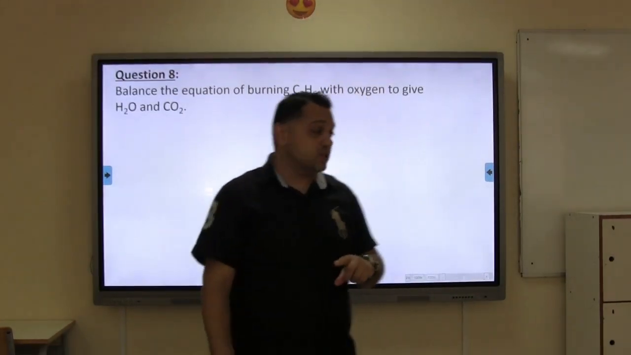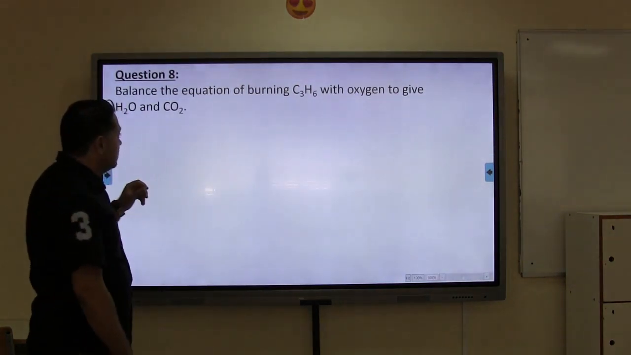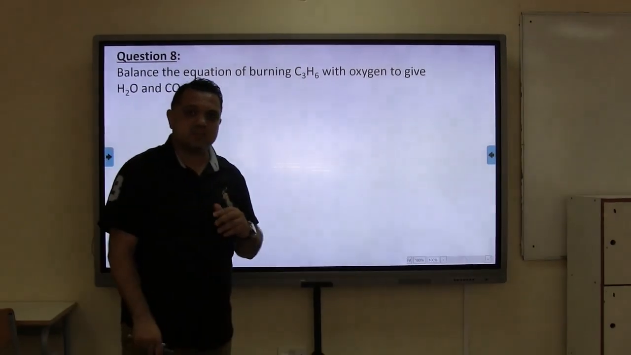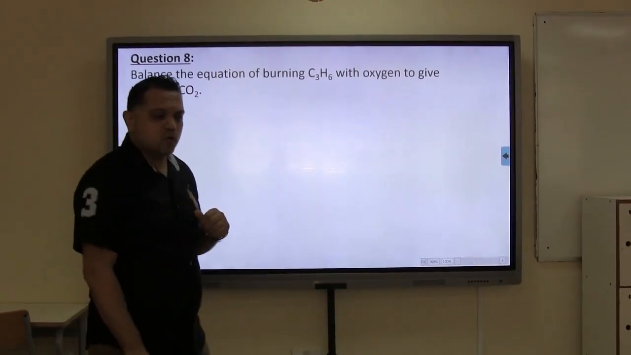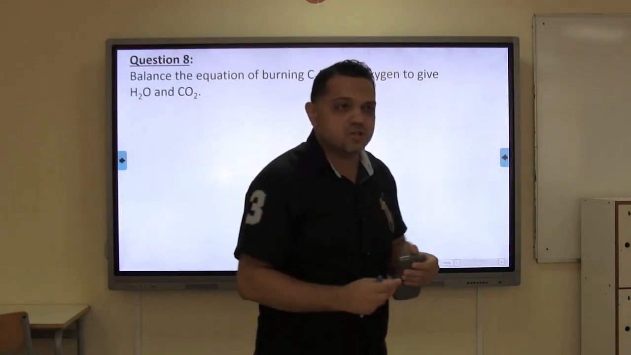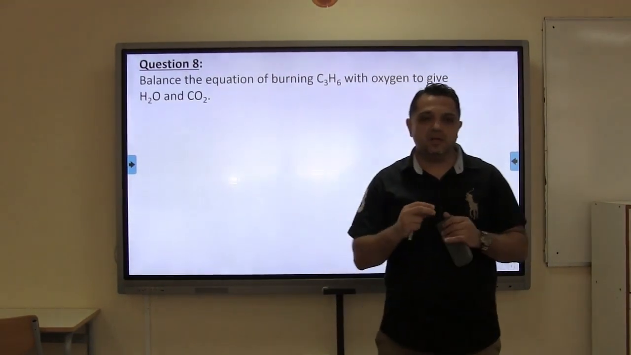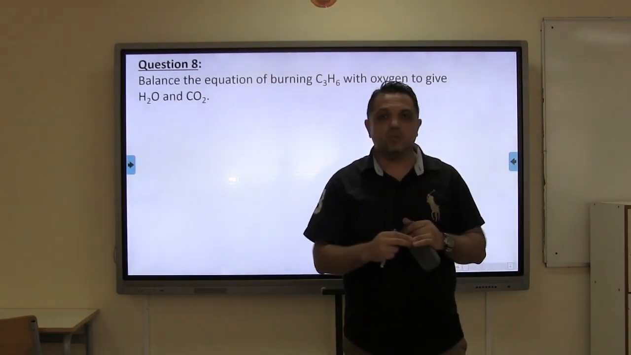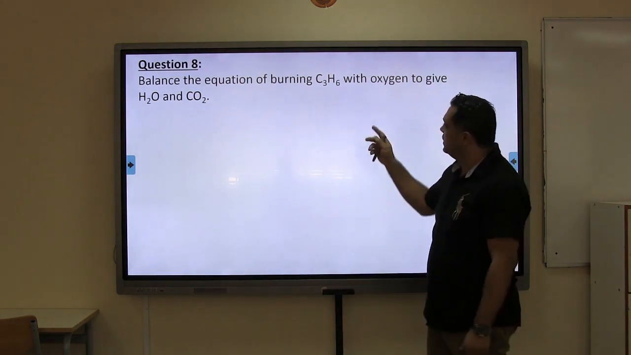In question 8 here, we need to write down the reaction. Balance the equation of burning C3H6 with oxygen to give H2O and CO2. Of course, if we burn any organic compound containing carbon with oxygen, the products will be carbon dioxide and water vapor. So we need to write down the reaction.